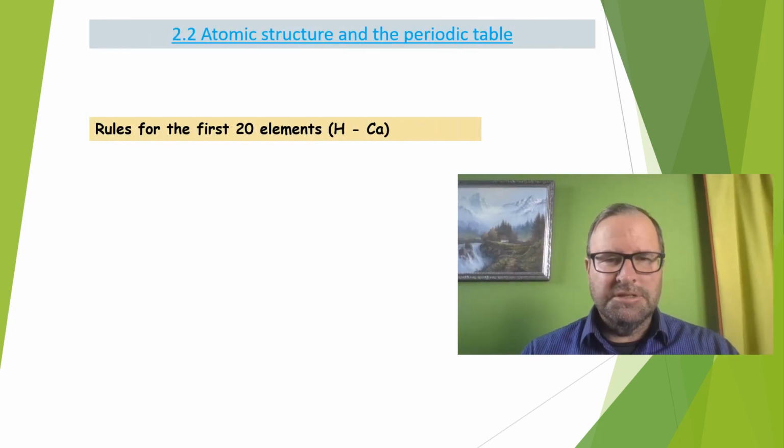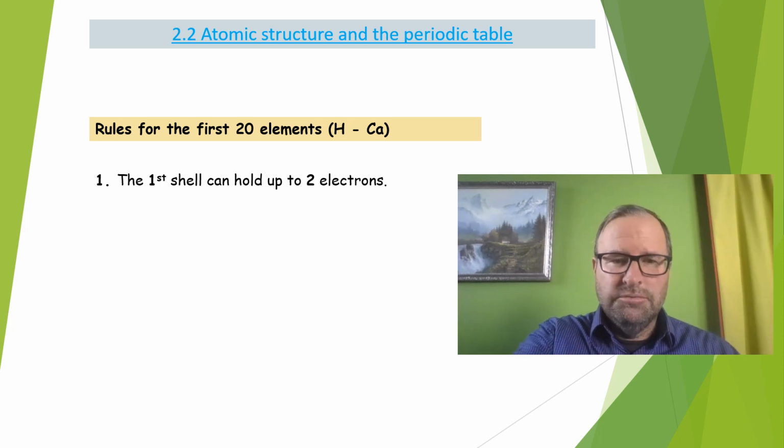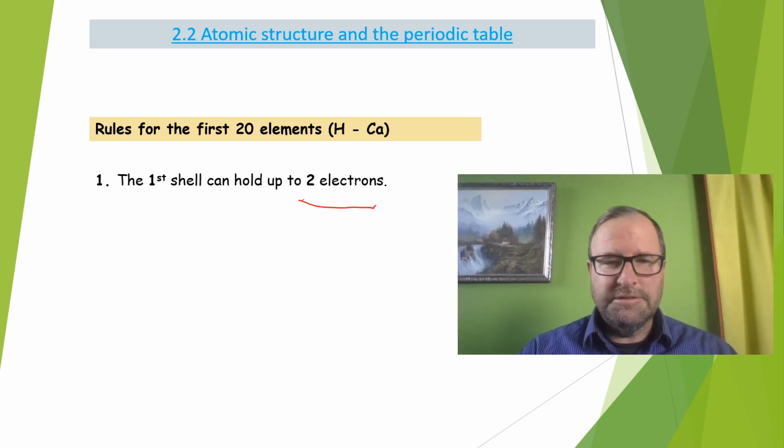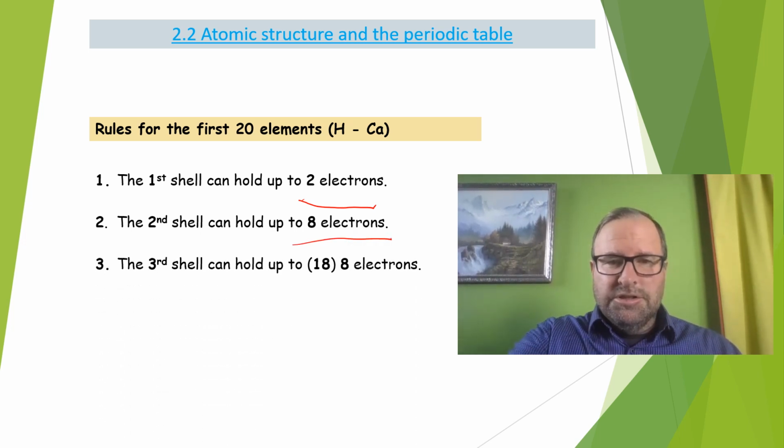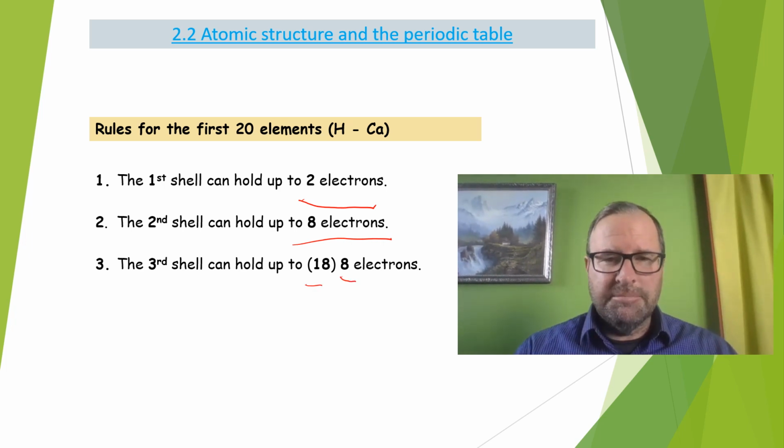Rules for the first 20 elements in terms of the electronic configuration and their proton number are as follows. According to quantum theory, the first shell has a maximum of 2 electrons, so I'm just going to draw in 2 electrons here. The second shell can hold a maximum of 8 electrons. The third shell can hold a maximum of 18, but for this course we'll only be going up to 8 electrons in terms of the first 20.